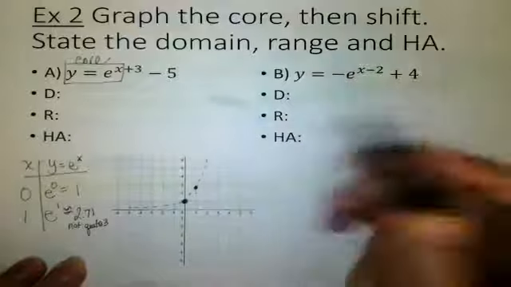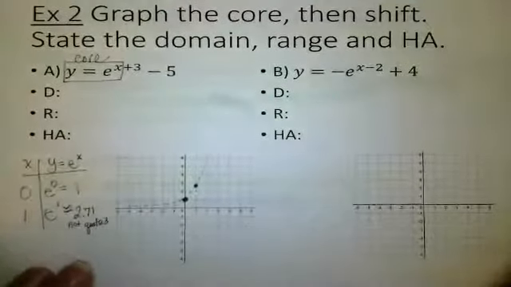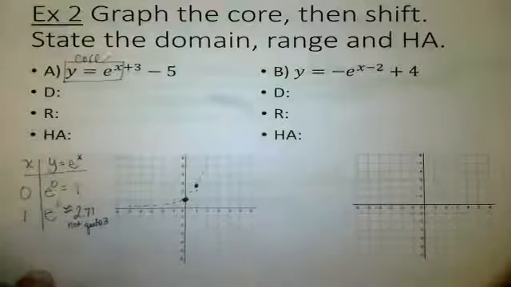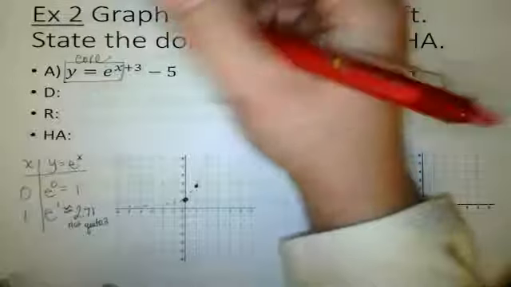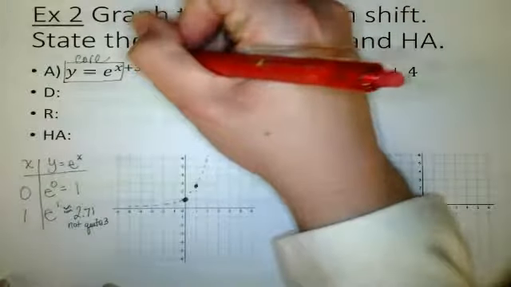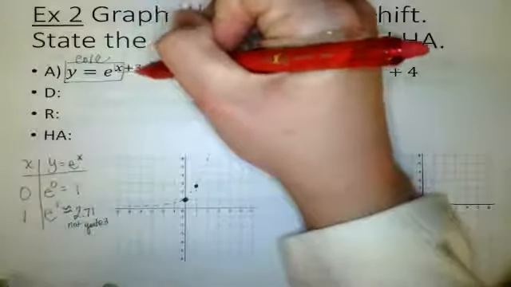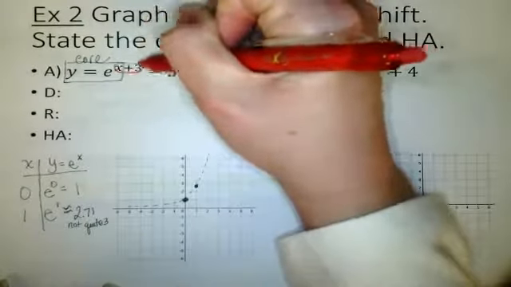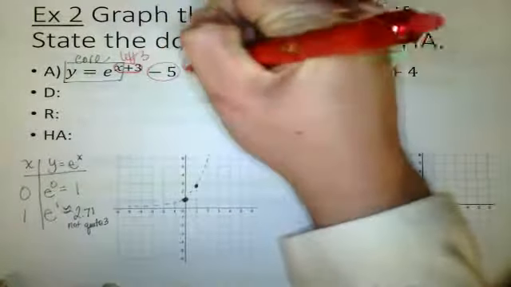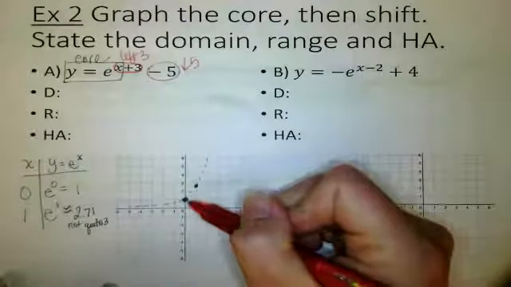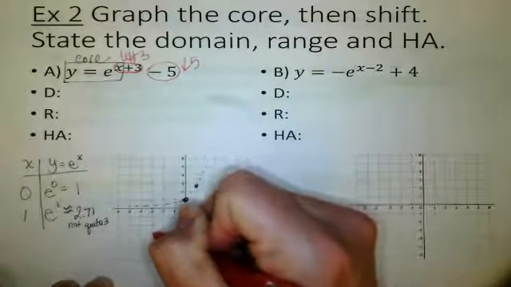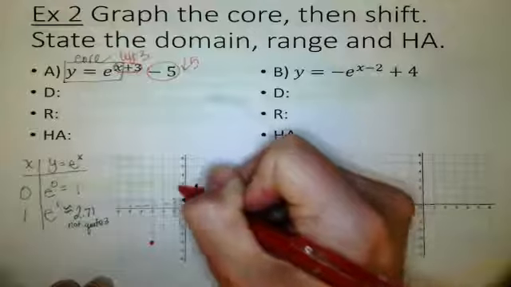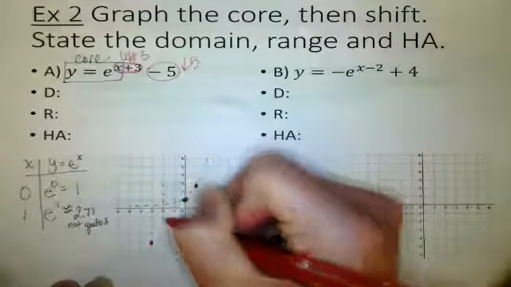This is called a natural exponential function. Once we graph that core shape, then all we have to do is shift it. How does this shift? What does x plus 3 do to the graph? Left 3, and what does the minus 5 do? Down 5. Very good. So I'm going to take these 2 points, and we're just going to count left 3, 1, 2, 3, down 1, 2, 3, 4, 5.